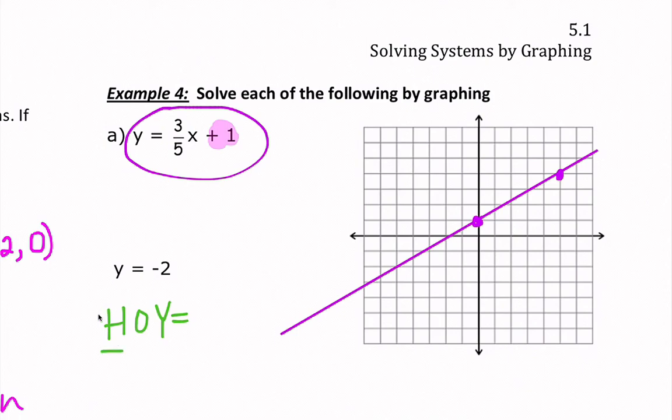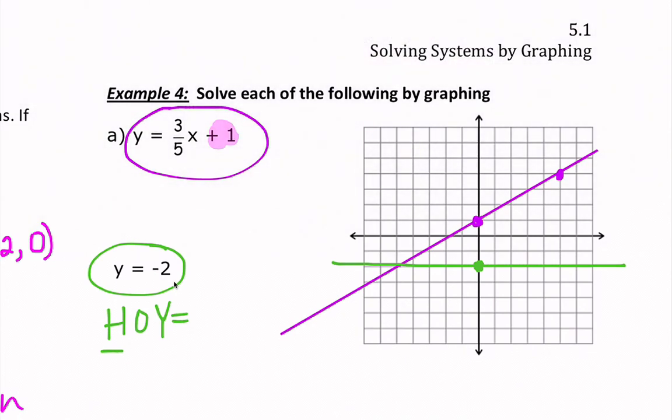But first, I'm going to go to the y-axis and put a dot at -2. Once I have my point on y at -2, I'm going to draw a horizontal line through that. So now I have both of mine graphed.